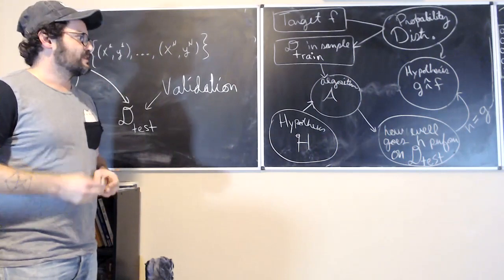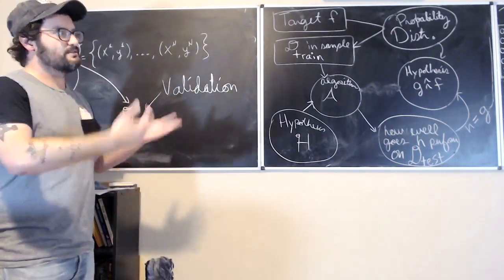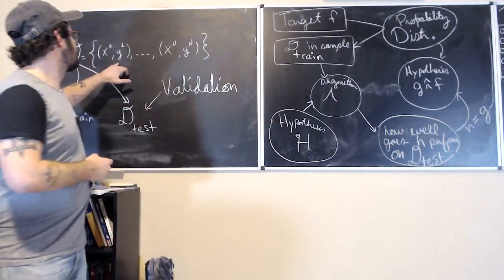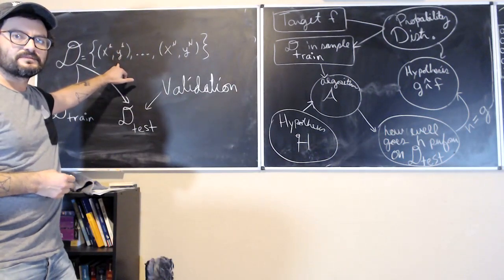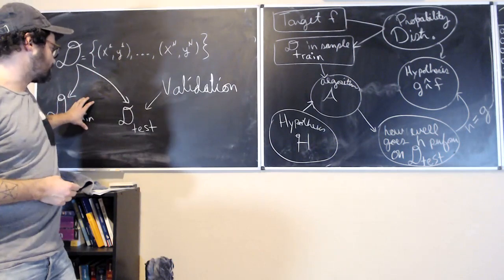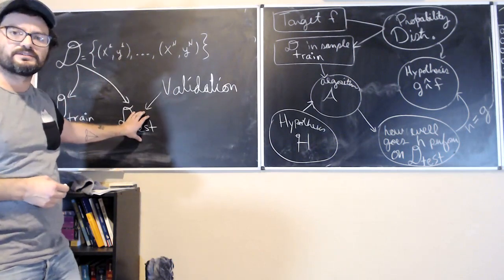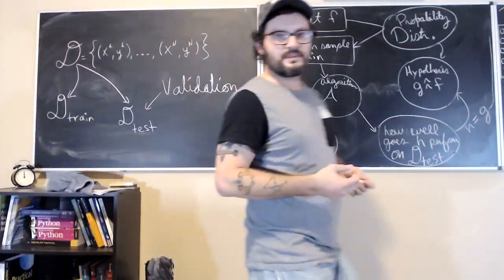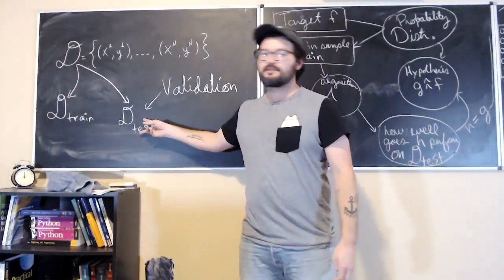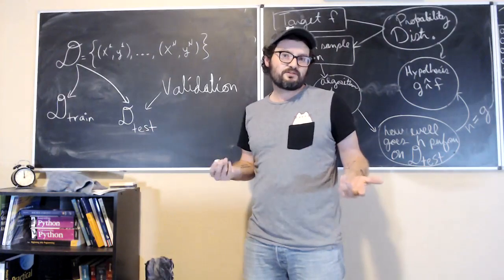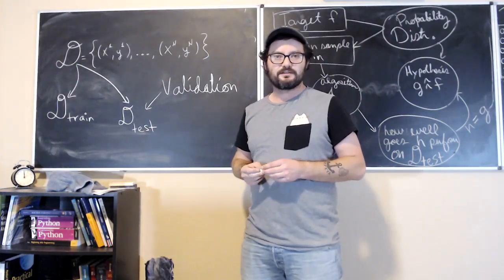For example, if you have 70,000 data points, then you could use 60,000 on train, and then you could leave 10,000 to test on. If your hypothesis performs well on those 10,000 in the test, you should be fairly confident you're doing okay.